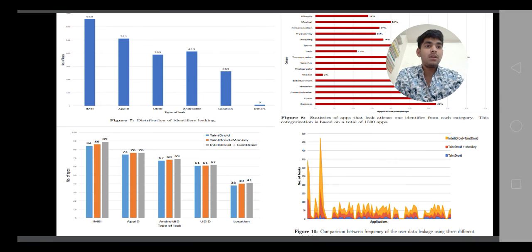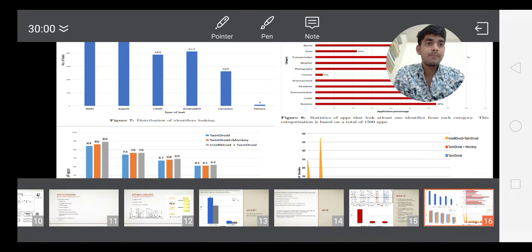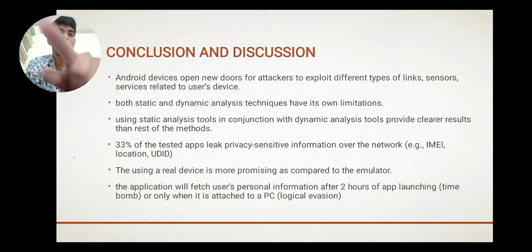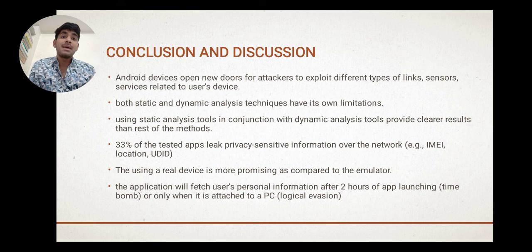So now we will go to the next slide. Yes, whatever we conclude and discuss. Okay, Android devices open new doors for attackers to exploit different types of sensor services related to the user's device. We have to do analysis, static and dynamic. Both techniques have their own limitations, some limitations in static, some limitations in dynamic. Using a static analysis tool in conjunction with dynamic analysis tools provides clearer results than the rest of the methods.